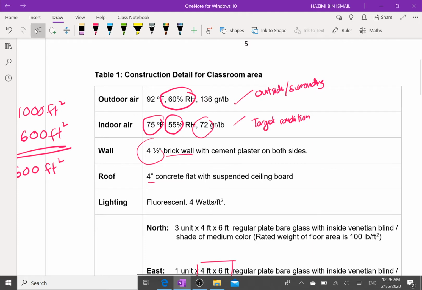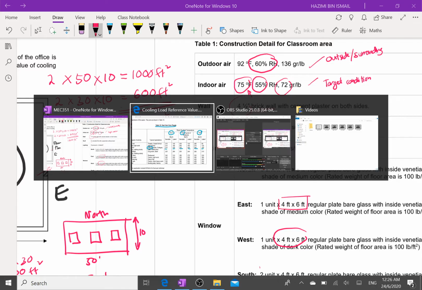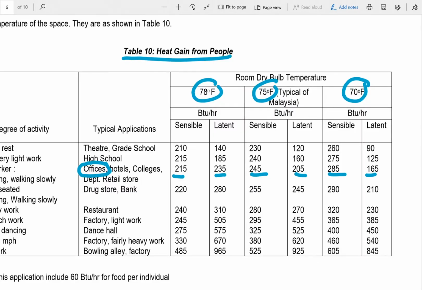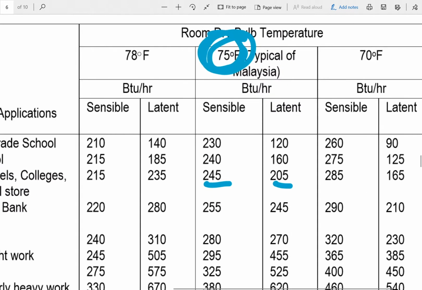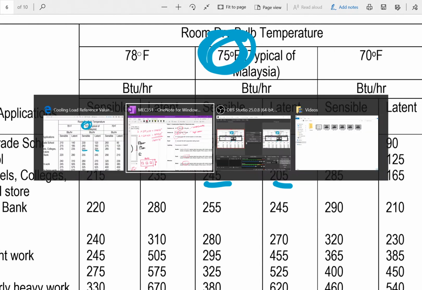The target condition in the building is 75 degrees Fahrenheit. So in table 10, we have to choose the value only from the 75 Fahrenheit. Now we have only one problem: do we choose sensible or latent? We have to choose both, but in different columns in the form. So refer back to the form.